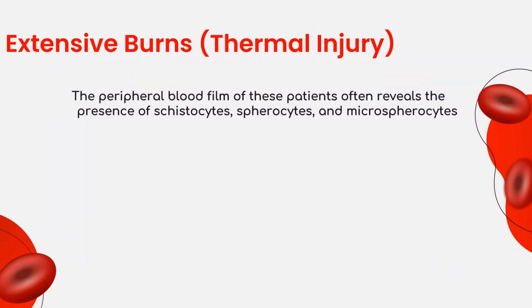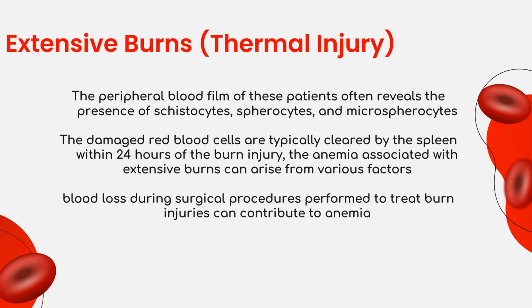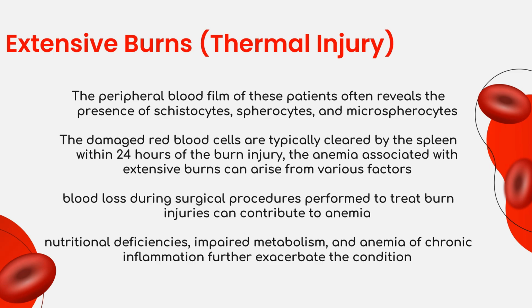The peripheral blood film of these patients often reveals the presence of schistocytes, spherocytes, and microspherocytes, indicating the fragmentation and altered shape of red blood cells. Although the damaged red blood cells are typically cleared by the spleen within 24 hours of the burn injury, the anemia associated with extensive burns can arise from various factors. Firstly, blood loss during surgical procedures performed to treat burn injuries can contribute to anemia. Additionally, nutritional deficiencies, impaired metabolism, and anemia of chronic inflammation further exacerbate the condition.